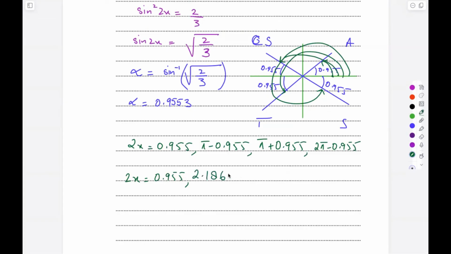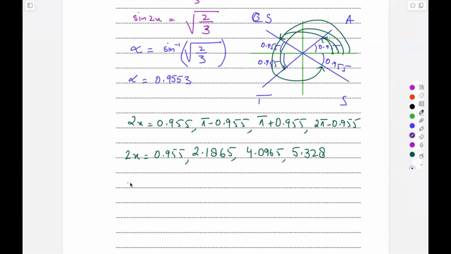And we'll write it till the third or fourth decimal place and then round off the final answers. Then pi plus 0.955 will be equal to 4.0965. And then 2 pi minus 0.955 will be equal to 5.328. So these are the values of 2x.